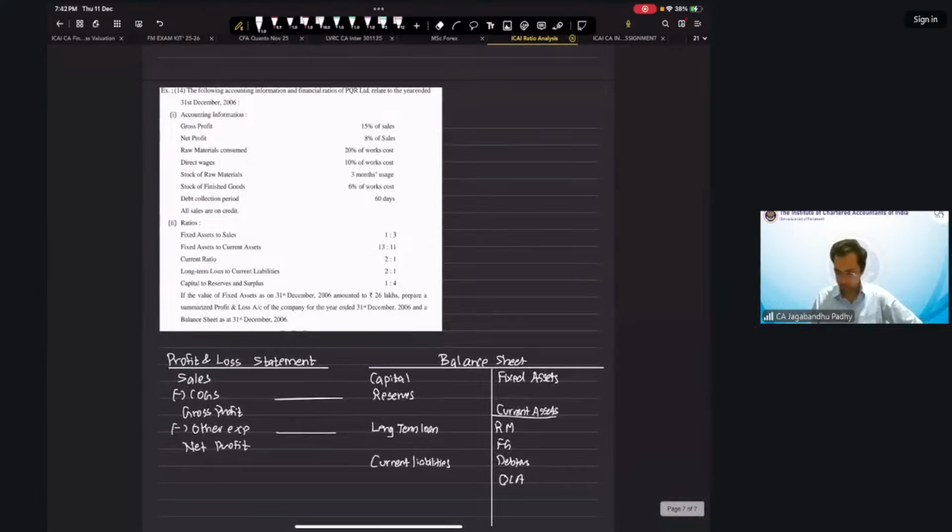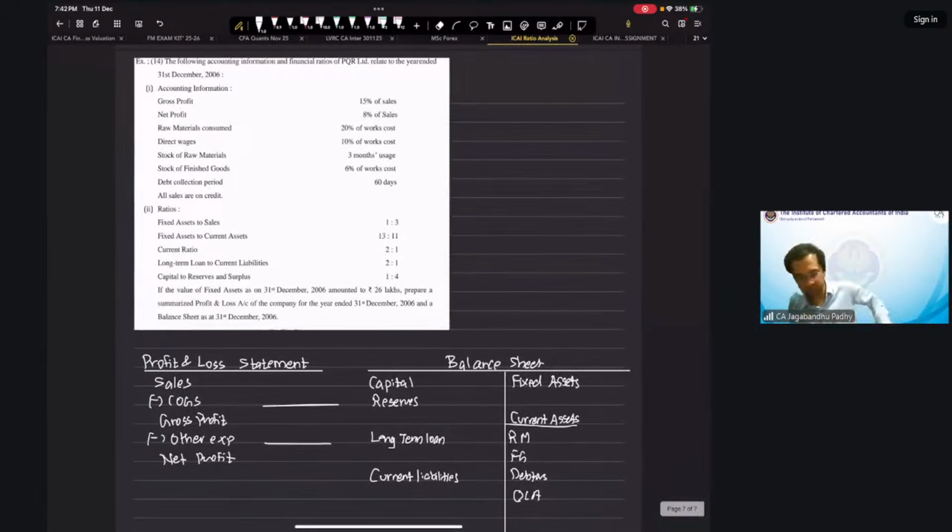Okay. So just try to fill up these values, guys, from the given information. Try to fill this.